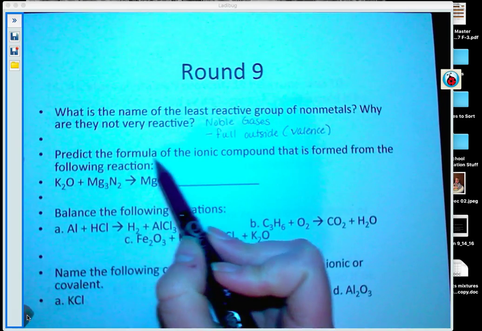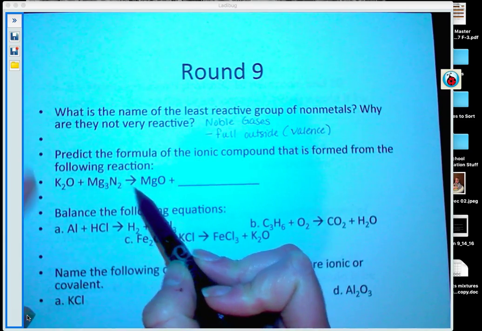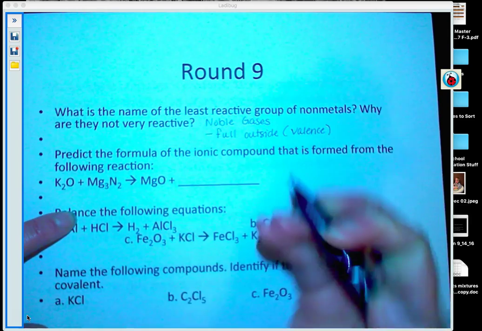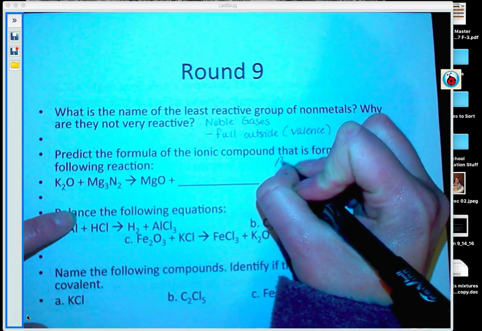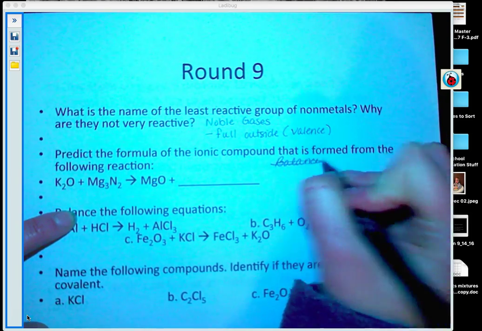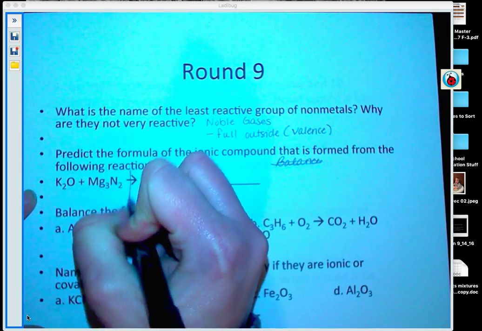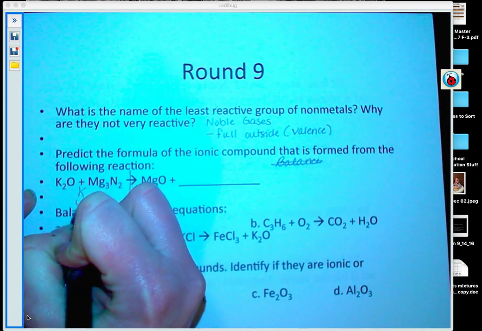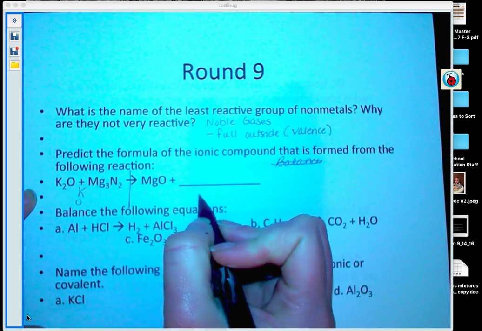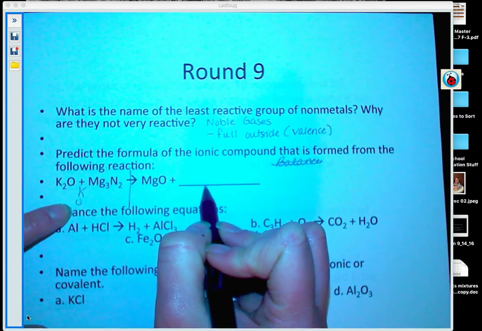This one says predict the formula of the ionic compound that's formed with the following reaction. Well, for this one, it's not asking you to balance, okay? No, that's not our goal. So where we're normally writing them out and saying, okay, over here on this side we have K and O and Mg, we're not doing that. What we're looking for is what are we missing over here and how do you balance them?